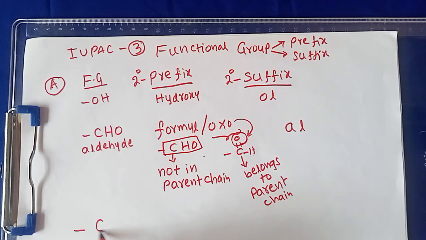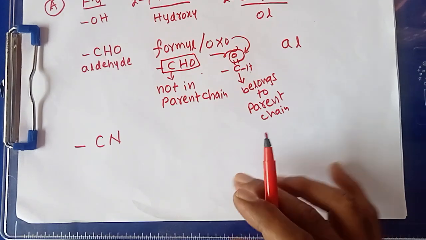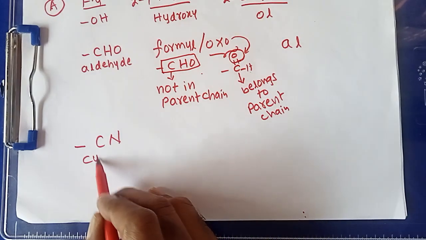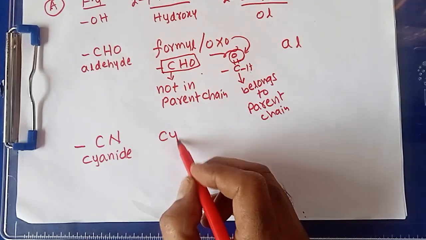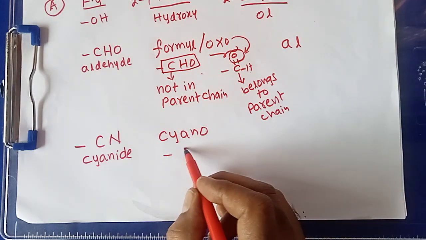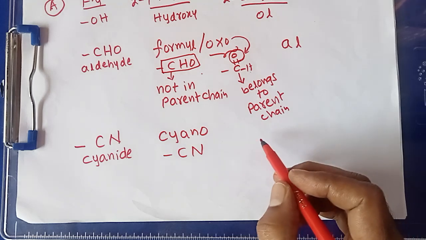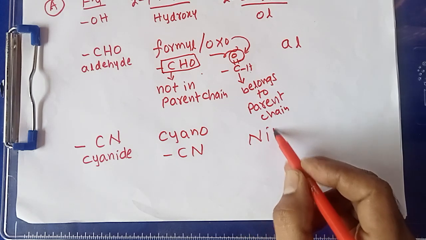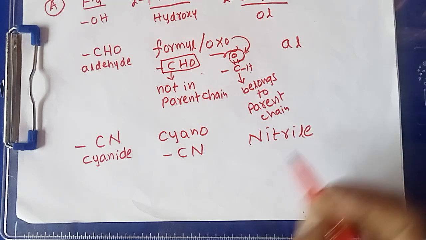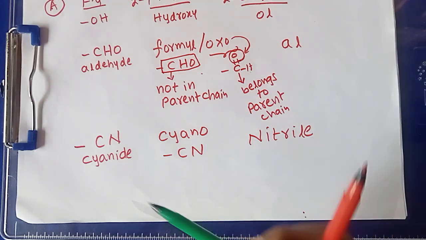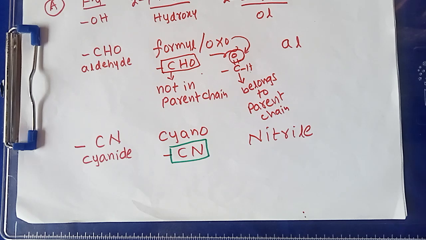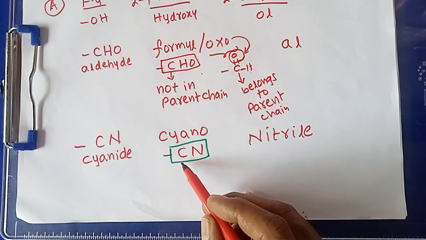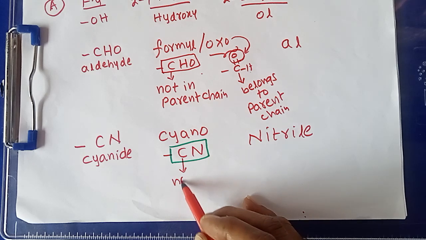Next functional group, important, CN, cyanide. Cyanide functional group. Okay. Now the secondary prefix is cyano. Cyano means CN. The secondary suffix is nitrile. Listen here. In the cyano name, what are covered? Carbon, nitrogen. Both are covered. So this carbon is not in the parent chain.